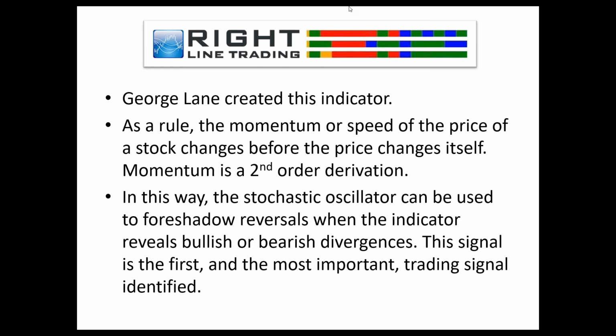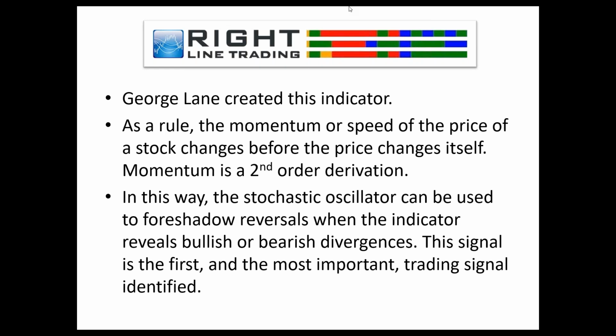So when George Lane first created this indicator back in 1957, he believed that because it was a second order derivation, it had forward-looking ability, and it would be able to foreshadow reversals when the indicator showed us divergence. So he created the stochastic. And I would imagine that when he first created it, divergence was a very, very accurate way of determining when price was going to change in direction.